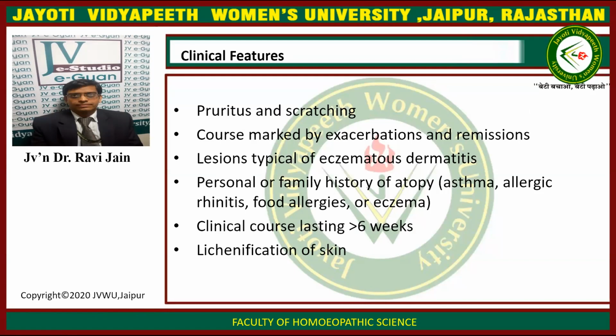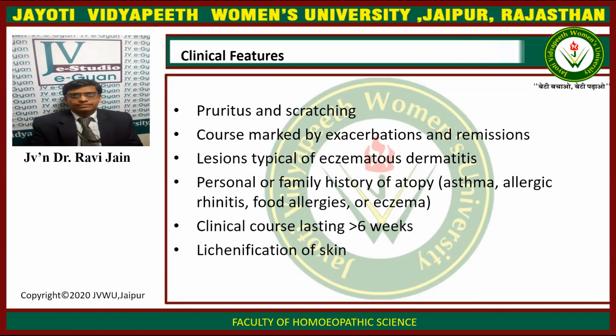What are the clinical features of atopic dermatitis? We have pruritus and scratching. There is great itching and scratching. The course is marked by exacerbations and remissions, so the condition gets worse and then improves. The lesions typical of eczematous dermatitis are present.